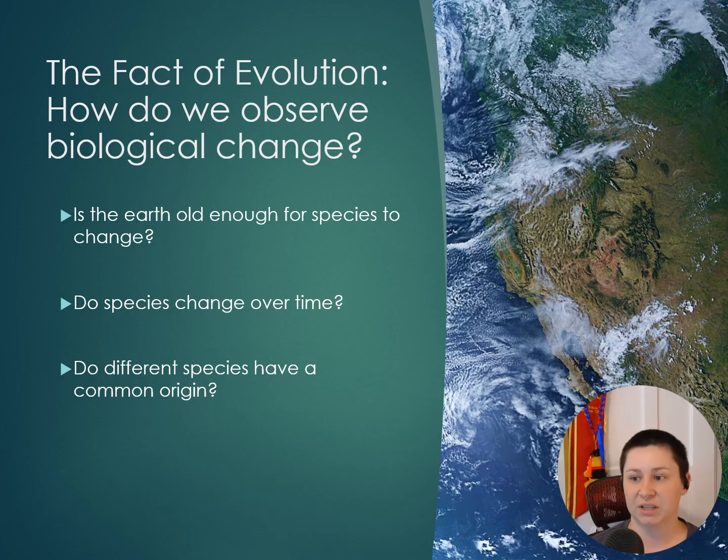This resulted in the beginning of the development of the theory of evolution, which is based in 3 big main questions that had to be answered before describing a framework for how evolution occurs. And those 3 questions were, is the Earth old enough for species to change? Do species change over time? And do different species have a common origin?